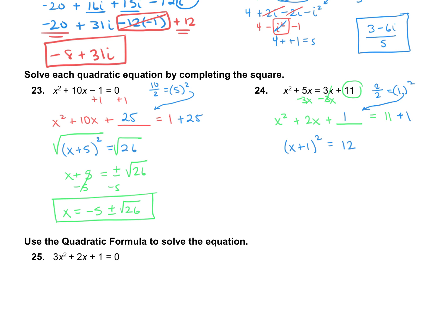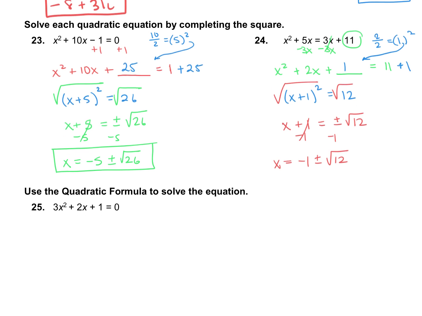All right, so let's solve this equation. We'll square root both sides. The square root cancels out the square, leaving us with x plus 1 equals. This is where our plus or minus comes in, square root of 12. We'll talk about that square root of 12 in just a second, but let's keep solving for x. We'll subtract 1. So x equals negative 1 plus or minus the square root of 12.